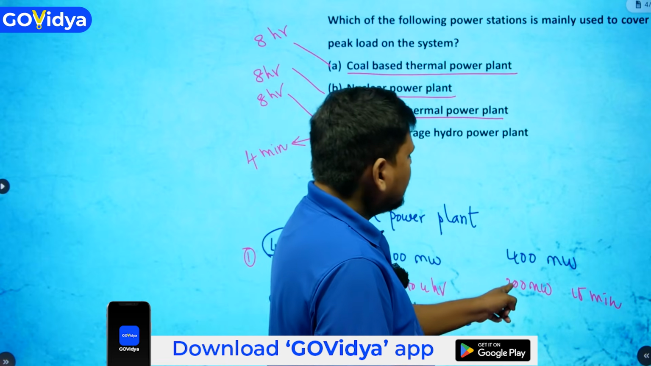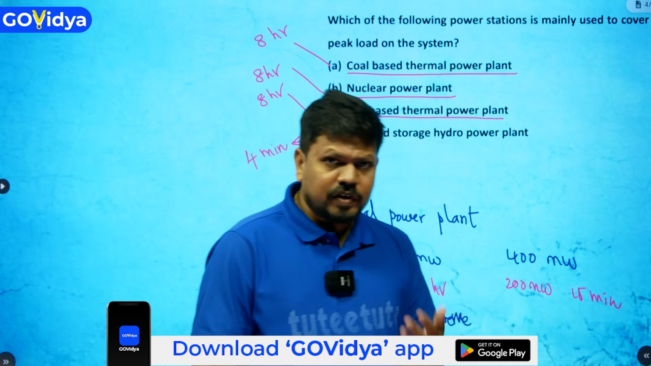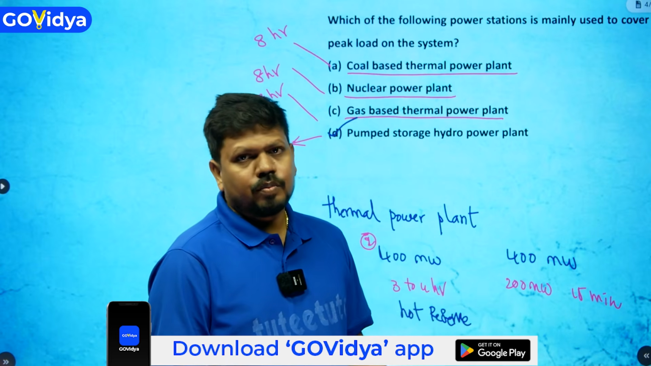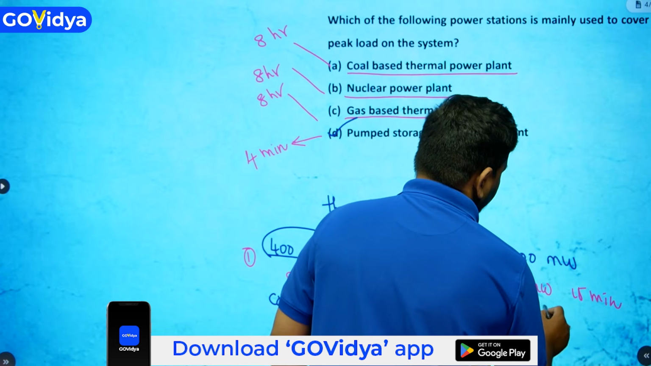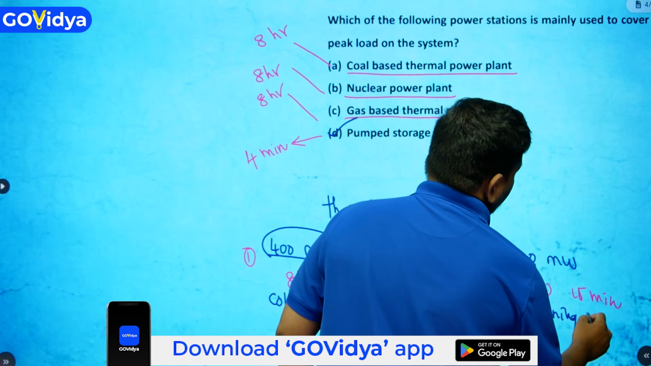Now, another one is already giving 200 megawatts, and we need more power generation from this one. This will be called spinning reserve.